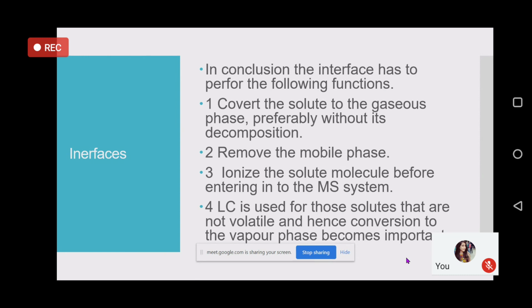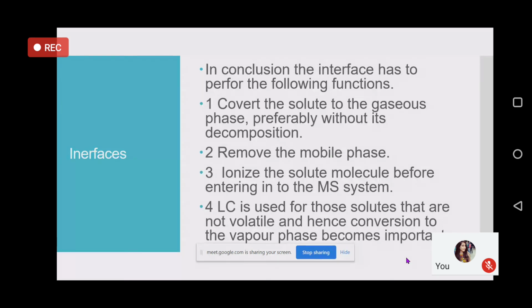Otherwise, if the interface itself is able to bring about the ionization, then the ionized species will enter the mass spectrometer and can be directly subjected to the mass analyzer without any further delay. So preference will obviously be given to an interface which is able to bring about all the processes, so that finally what comes out of the interface is a charged species which can be recognized by the mass analyzers in the mass spectrometer.